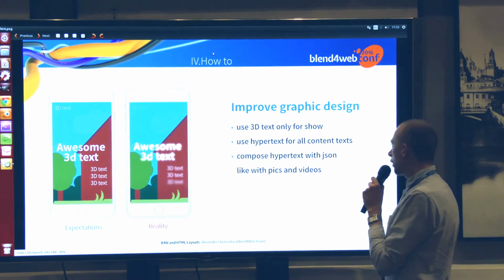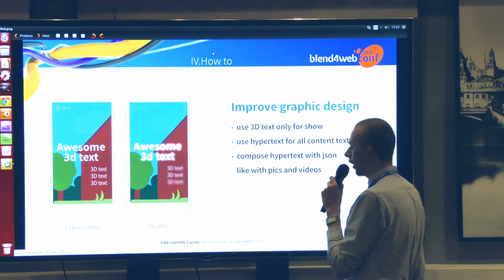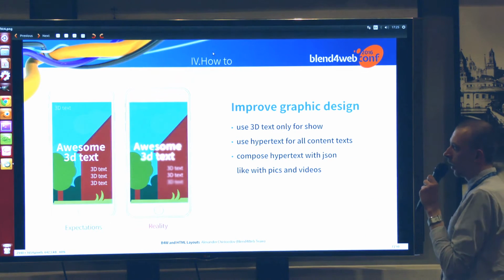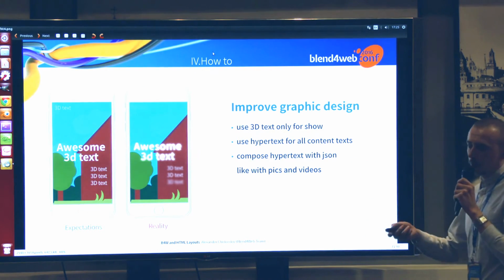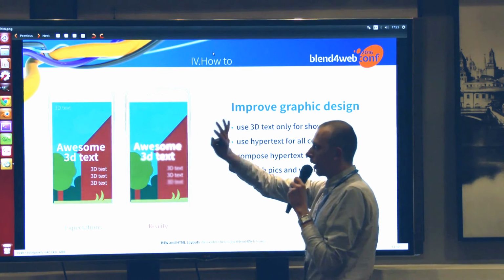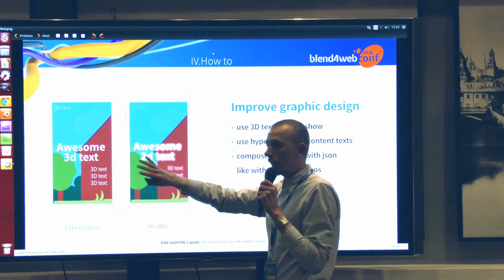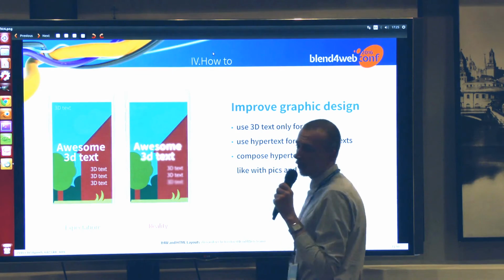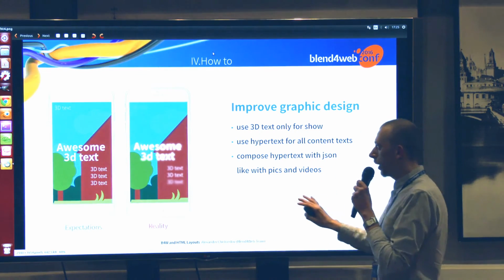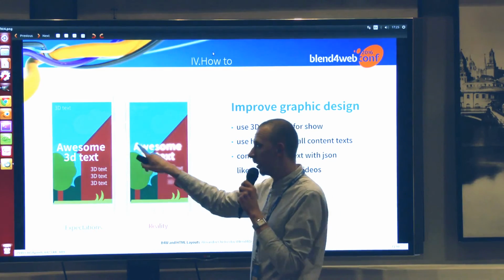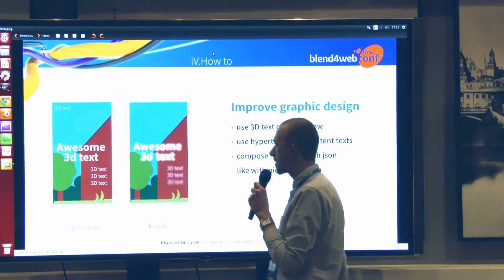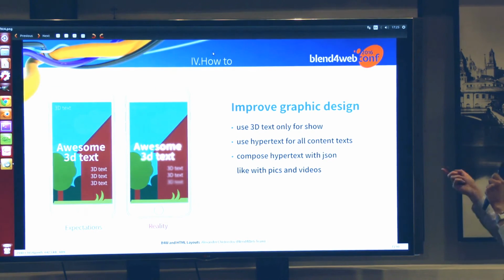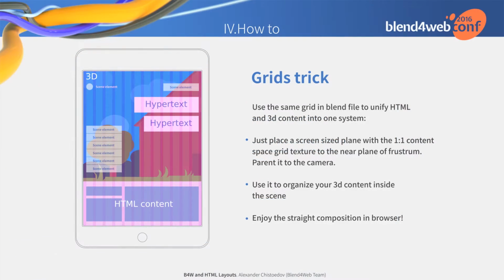Next, compose hypertext with JSON like with pictures and videos. I mean, use hypertext with the Blend4Web scenes as with pictures or videos. You can put it above the scene, like above the video, like above the photo. You can use a transparency mask between the text and scene for better readability, or something else that you do with text and pictures.